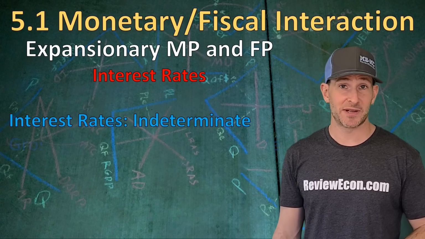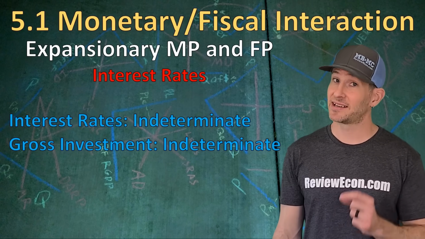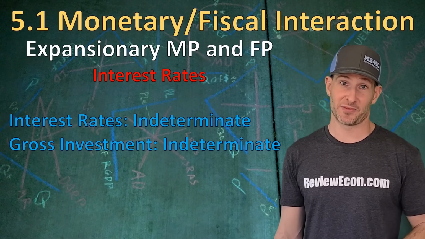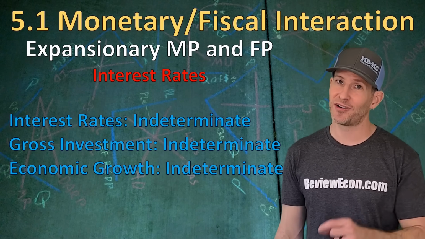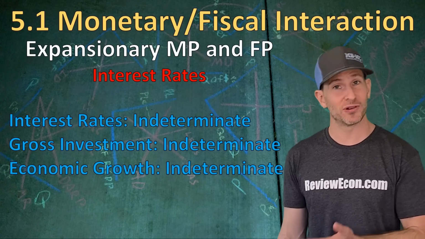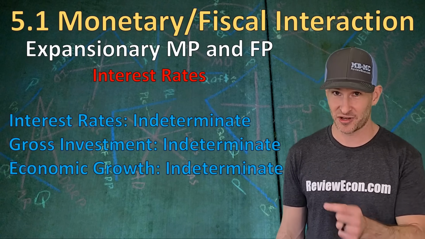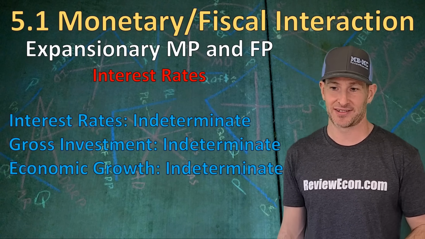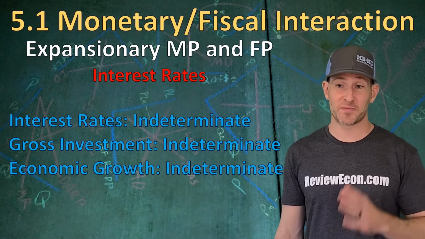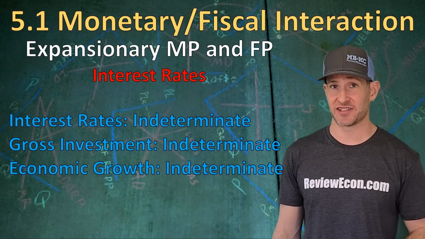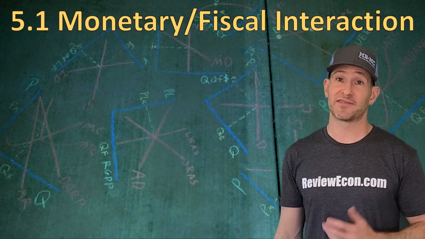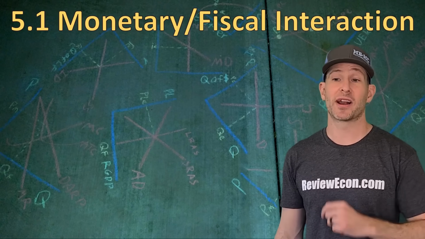As far as gross investment is concerned, we also can't determine that because investment is often determined by the interest rate. And since we don't know how much investment there was, we also can't determine if there was an increase or decrease in the growth rate as a result of these two combined policy actions. A little side note, all of these things would be the opposite if we had contractionary monetary policy and contractionary fiscal policy. So what happens if monetary policy and fiscal policy go in opposite directions?